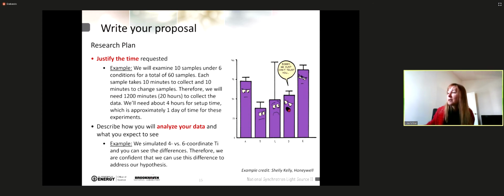Then with the simulated spectra, we will compare those to the actually collected spectra. So we're confident that we can actually use XFS to distinguish the difference between titanium 4 and 6 coordinate. So again, you have to describe how you want to analyze the data too.